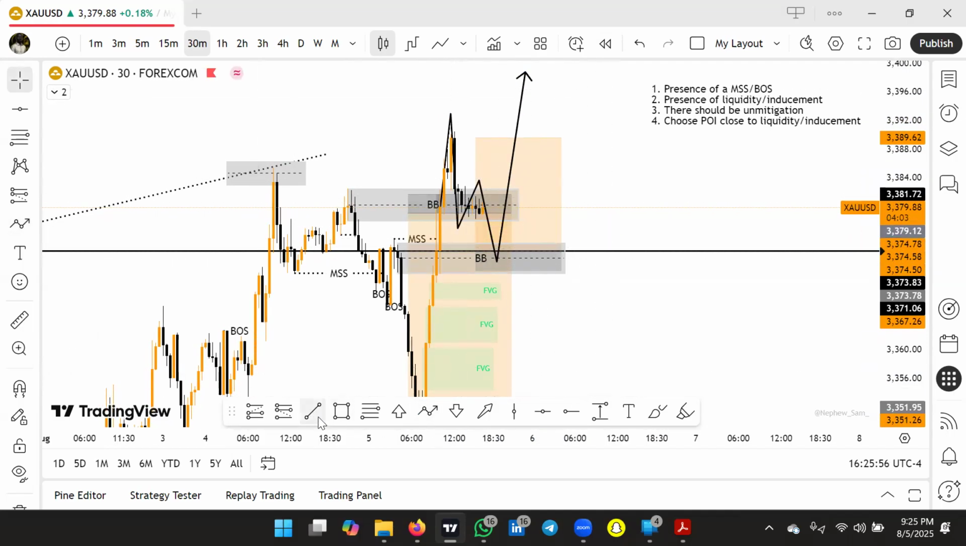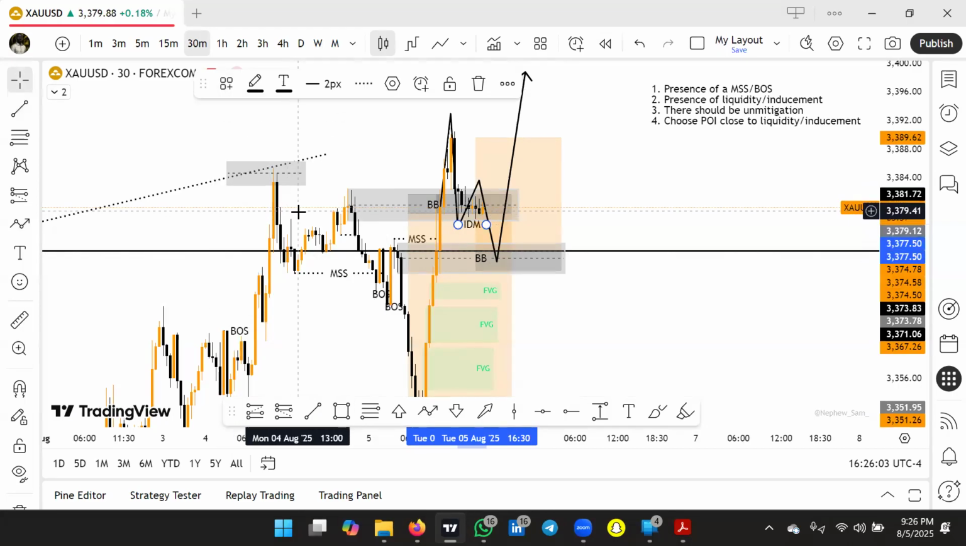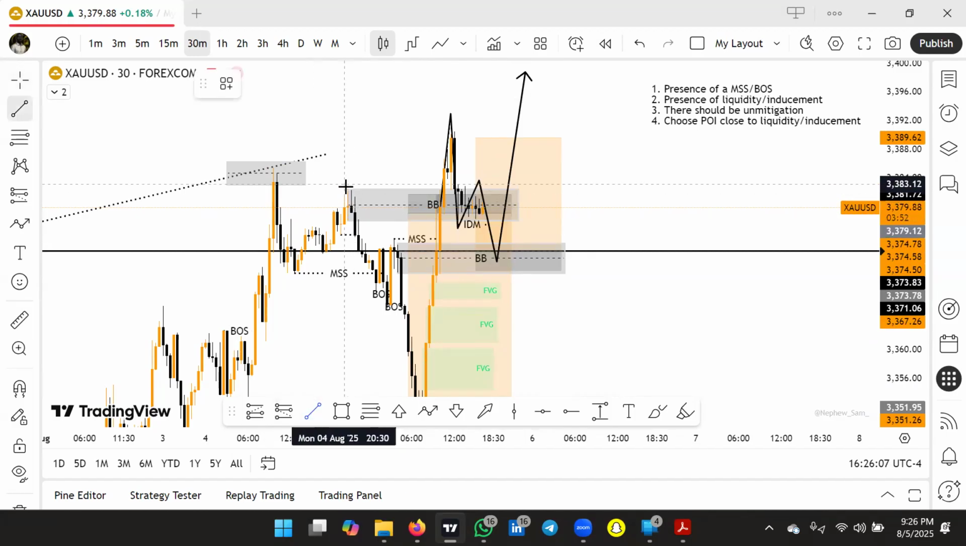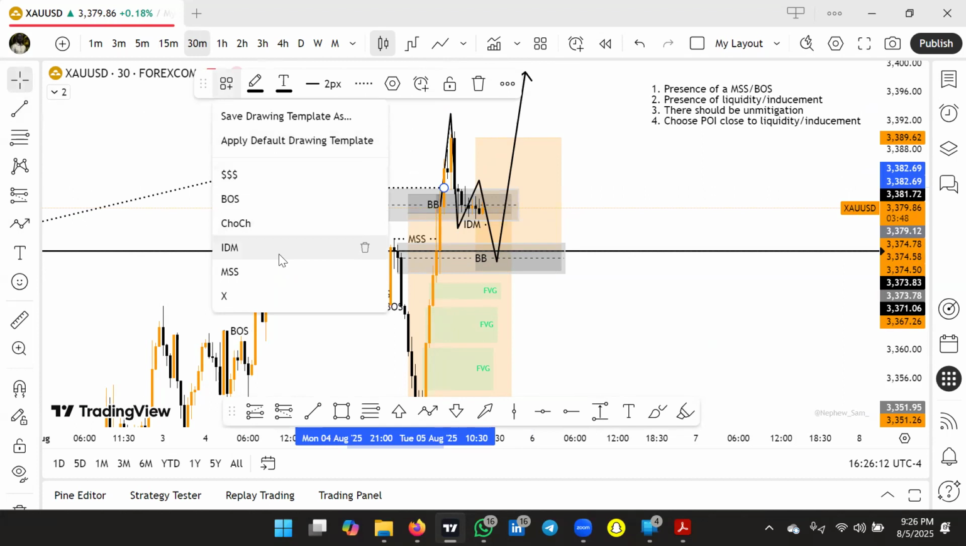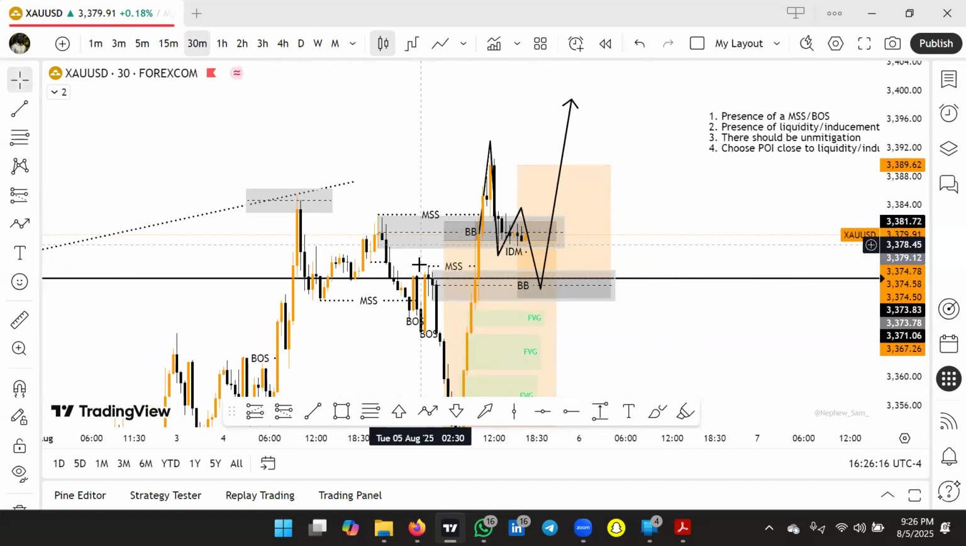Now, from what I mentioned, all the four rules checked out. This is the inducement. I said first, there should be the presence of a market structural shift, or break of structure. This is also a market structural shift, the external shift. The market broke through this order block here. Then the second thing is there should be a liquidity point or inducement zone. An inducement can serve as a liquidity or inducement zone, right?